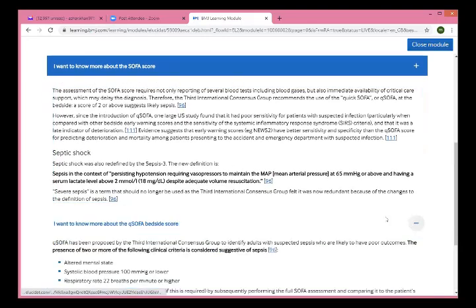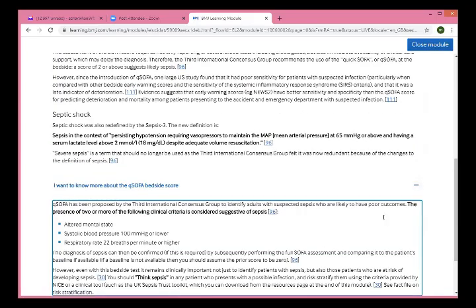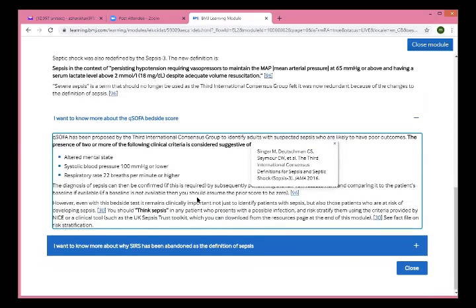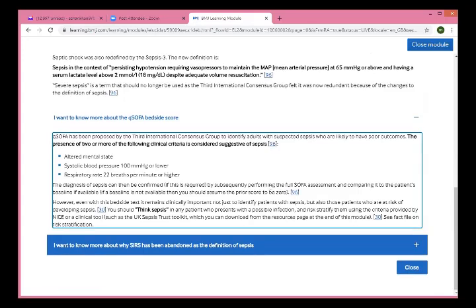So let's see what the qSOFA score is. The qSOFA score is altered mental state, systolic blood pressure less than 100, and respiratory rate of more than 22. So any two. The diagnosis of sepsis can be confirmed, if required, by subsequently performing the full SOFA score compared to the patient's baseline if available. So you risk stratify them by using this tool.